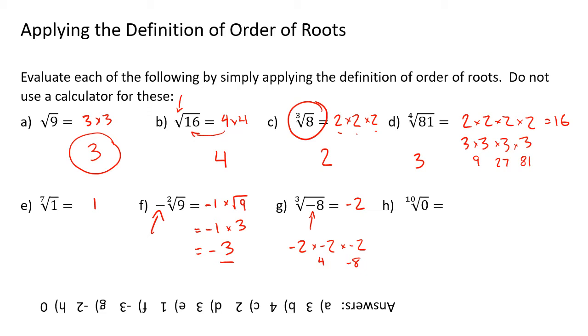And for the last item, it's similar to example E. Any root of 0, in this case, is just going to be 0. This is the 10th order root. It doesn't matter if it's the 10th order, 7th order, or 4th order, it's just 0.